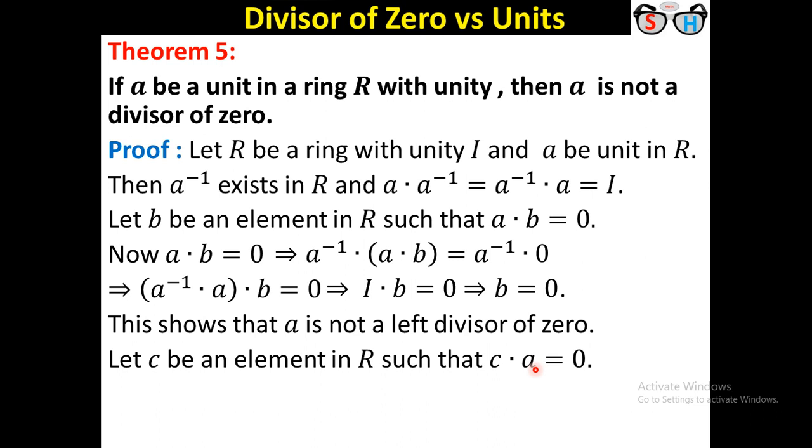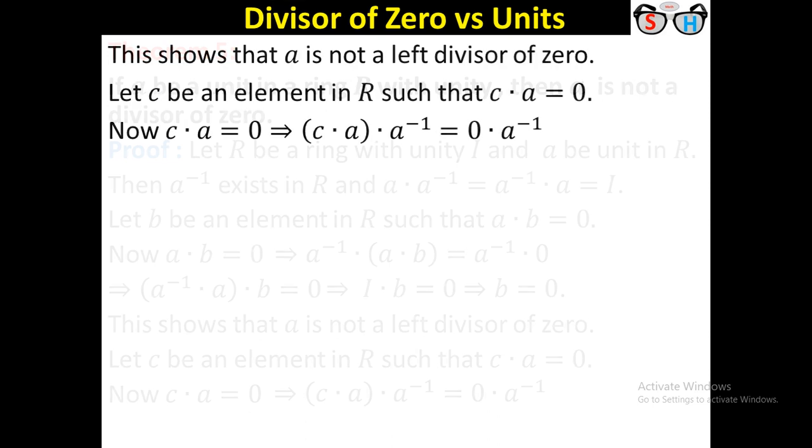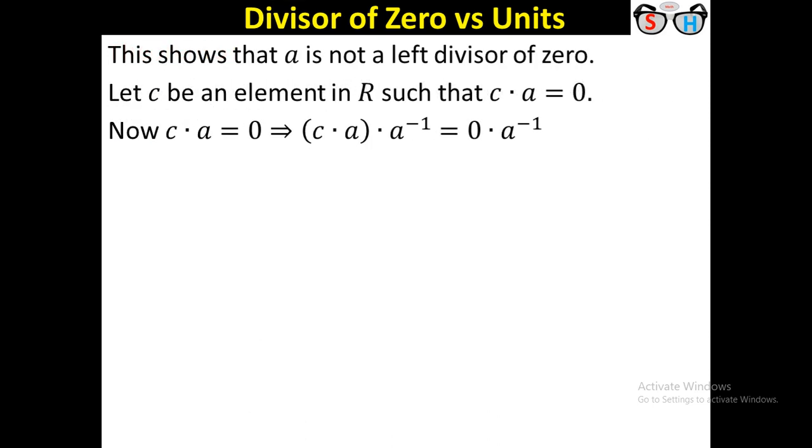So A is not a right divisor of 0. For that purpose, we have to multiply that relation C dot A equal to 0 by post-multiplication by A inverse. We get that the right hand side must be 0, because 0 dot some element is always 0. In the left hand side, we know that multiplication is associative, so enclosing A and A inverse in a bracket, this will be C dot (A dot A inverse), equal to 0.